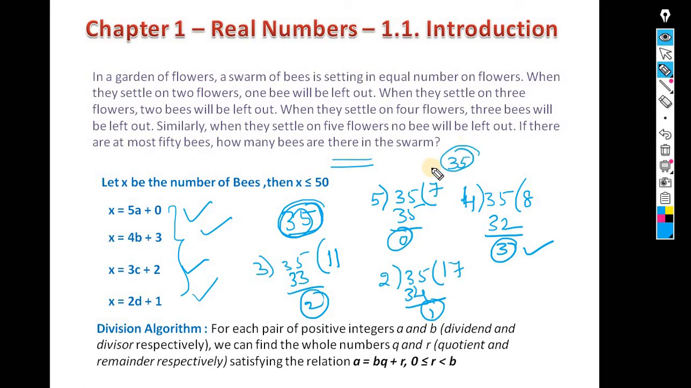That is your answer. So this is how, using your division algorithm formula, you will be able to arrive at that particular formula. Hope you understand this concept.